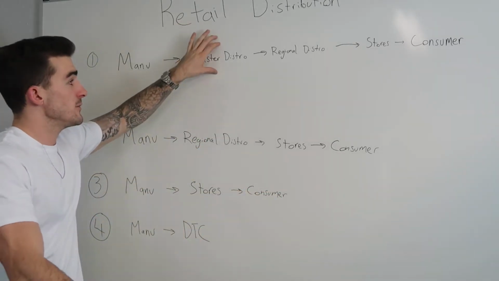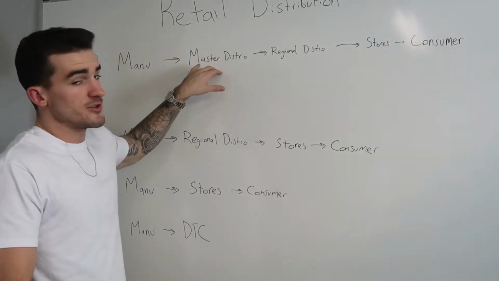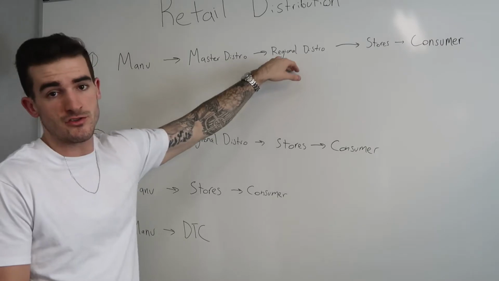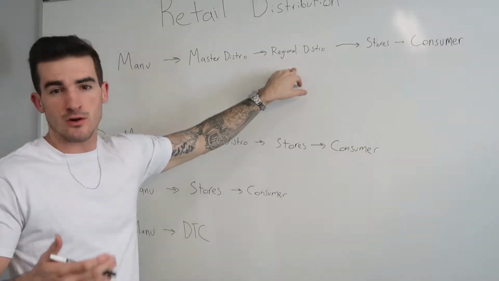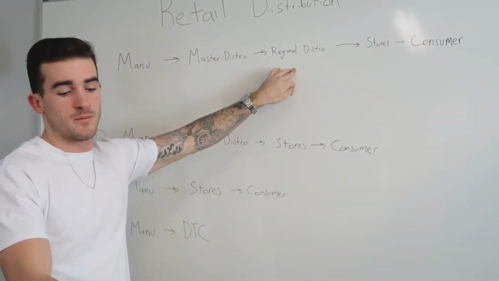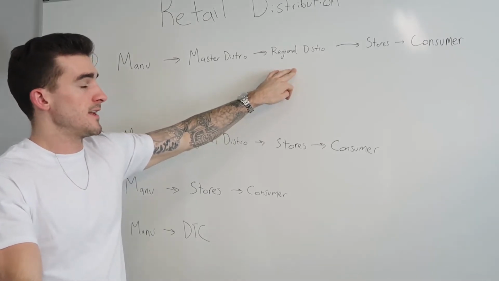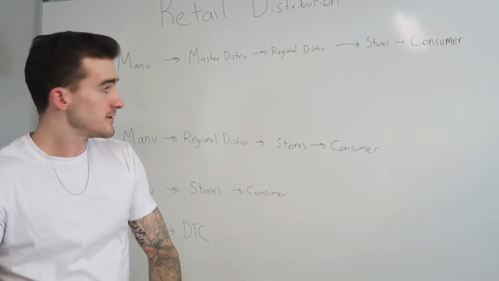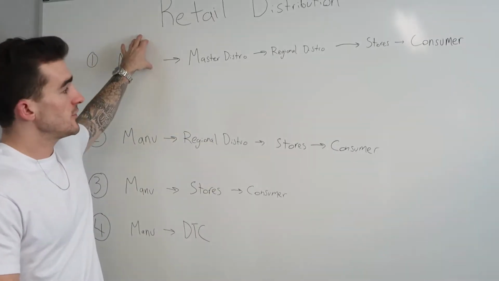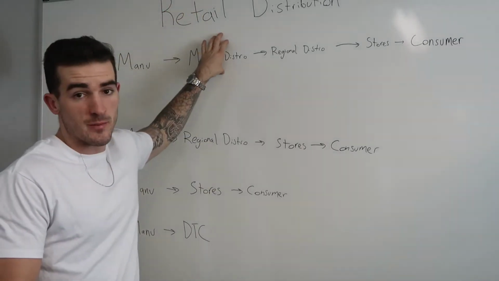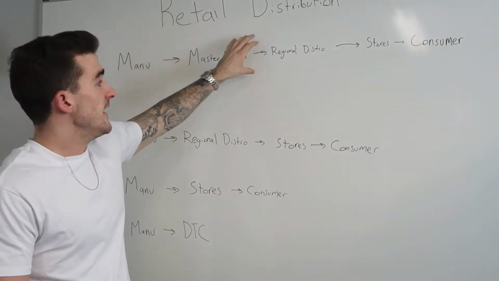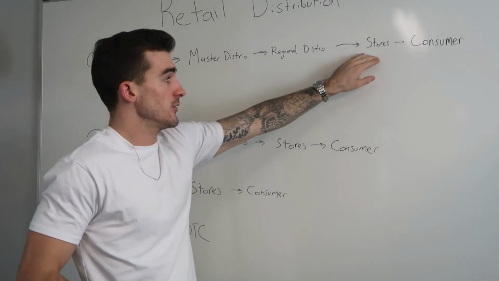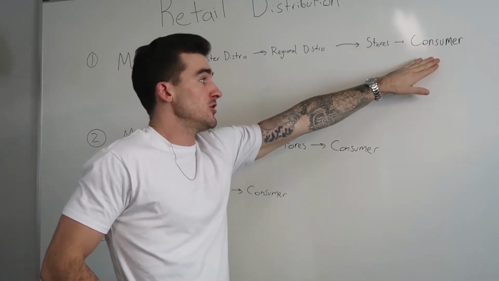So you have your master distributor here. Those master distributors are most likely going to sell your product to regional distributors. A distributor is essentially a wholesaler, someone who buys products from a manufacturer, who is then going to sell it to their network of stores before it ends up in the consumer's hands. So it goes, you, the manufacturer, the master distro buys your product, they then sell it to regional distributors, who then sell it to their network of stores, who then sell it to the consumer.